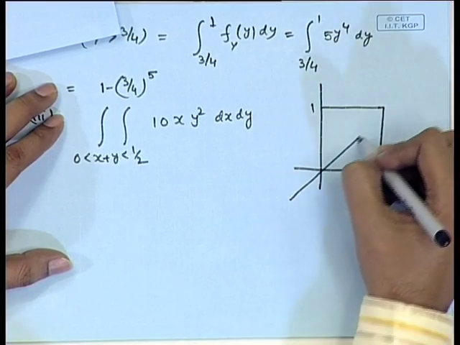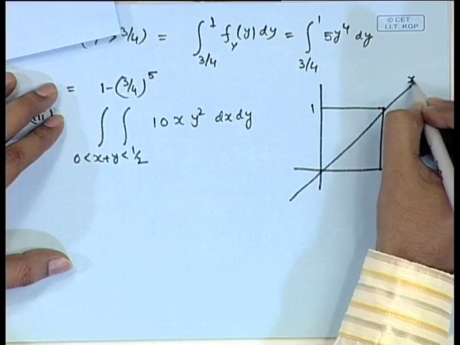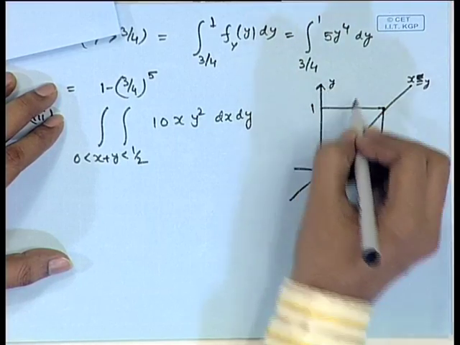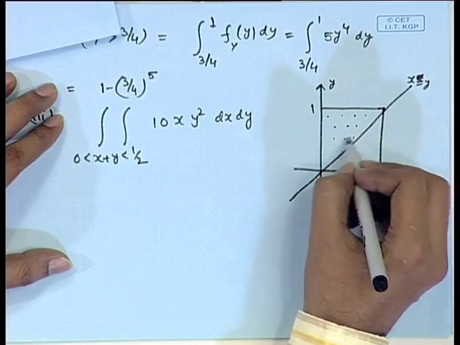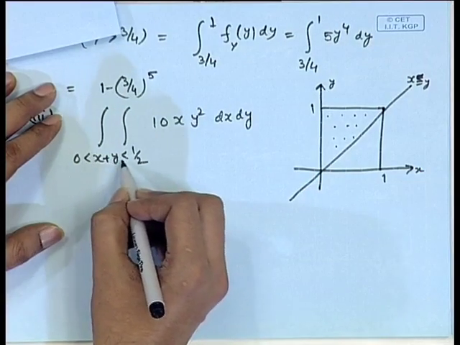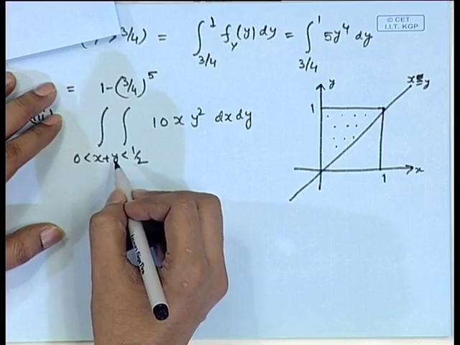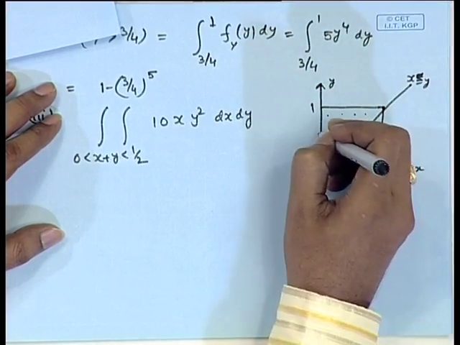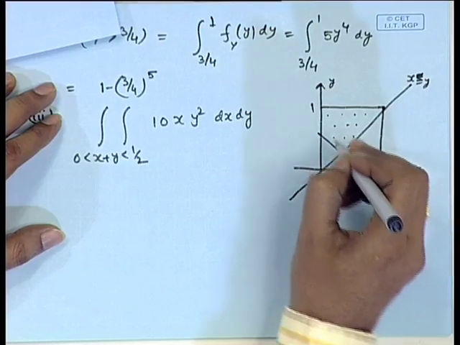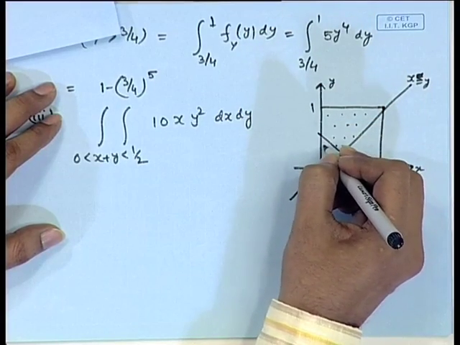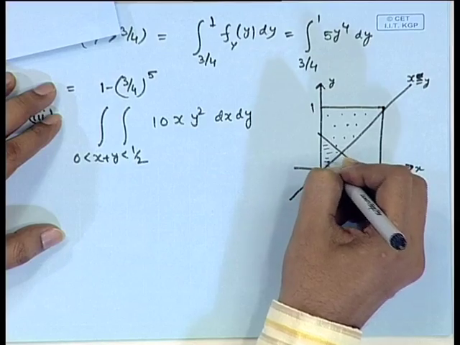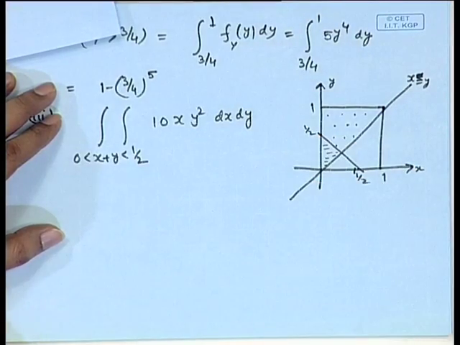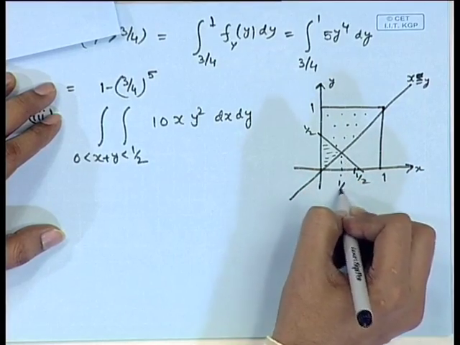The density is defined over the region shown. Now, here we are saying x plus y is less than half. So, the line x plus y is equal to half, that is this one. So, the region of integration is reduced to this. So, this is half, this is half. So, this point is actually 1 by 4.